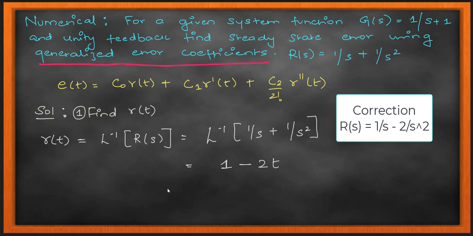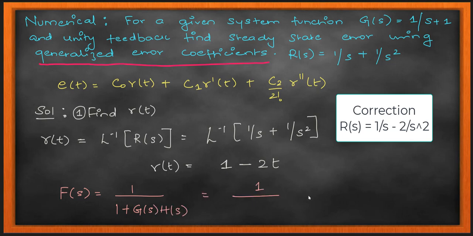The r of t is given to be 1 minus 2t. Good. So the Laplace inverse of 1 by s square is just t, and 1 by s is 1. And then your f of s is given to be 1 divided by 1 plus g of s into h of s, and that is your s plus 1 divided by s plus 2.